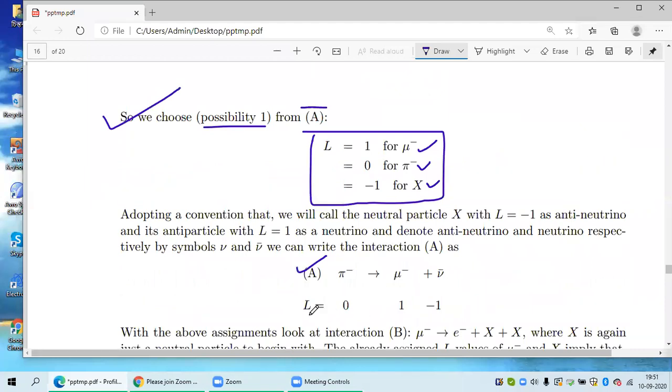So that means the reaction happens in nature: charge is conserved, energetically it is viable, and we introduced L in such a way that L is also conserved. But L now gets a special power, that it can distinguish between this particle X and its antiparticle. Clear?